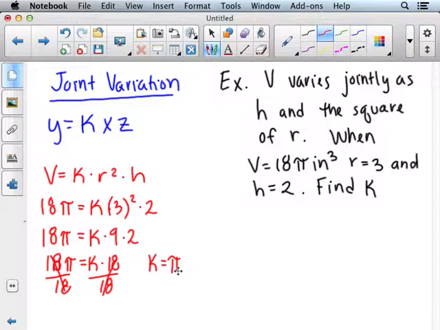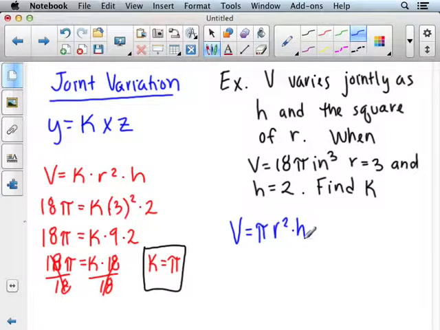That should make sense. So that's our answer. That's our constant of variation. And that should make sense if you think back to geometry, because the formula for the volume of a cylinder is πr squared times height. And so there's your k. Okay. I could then give you some other information, ask you to solve for volume, or ask you to solve for radius, or ask you to solve for height. But this is the general idea.